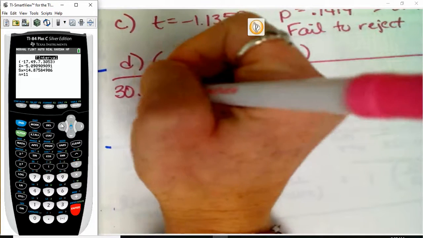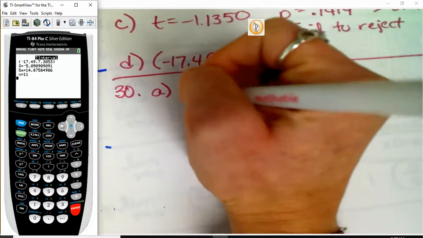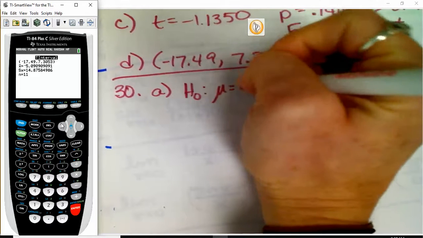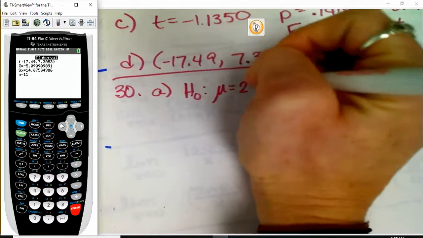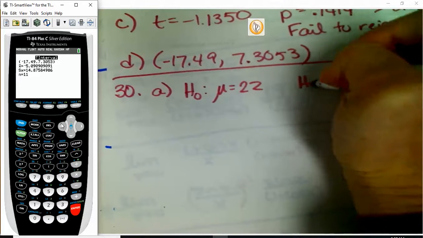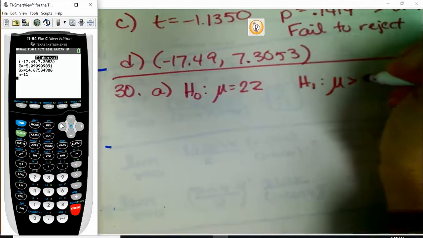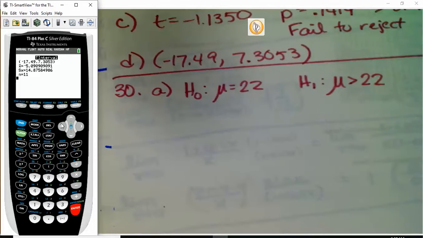So part A, your null and alternative. Your null, are we talking about a mean or a proportion? A mean. So my mean equals what? 22. The alternative, we want to know if they are scoring above, so the mean greater than 22.